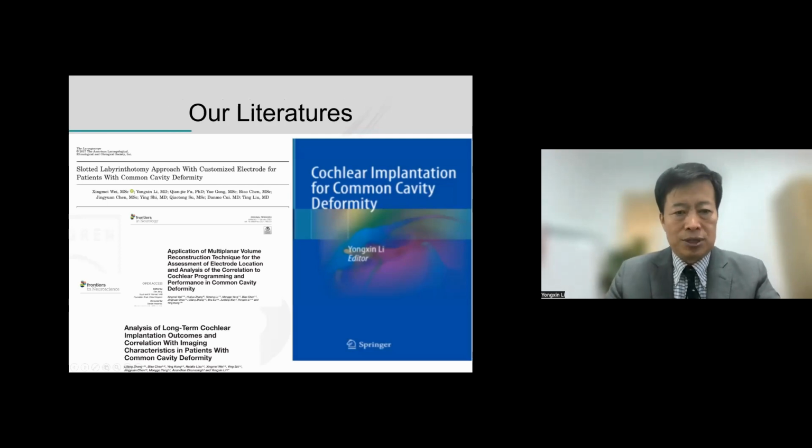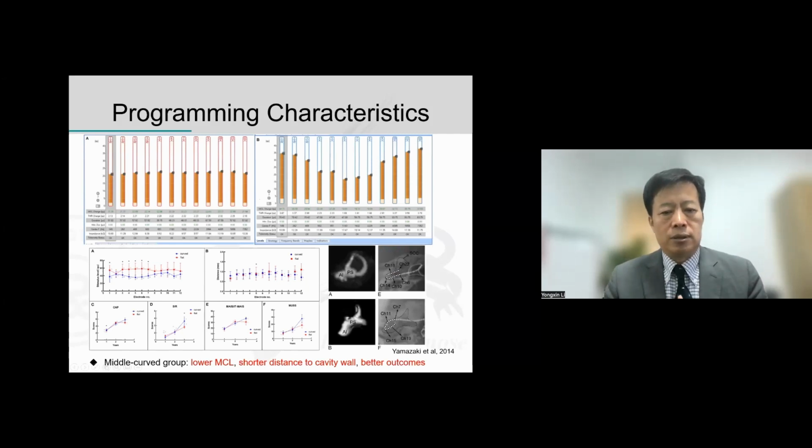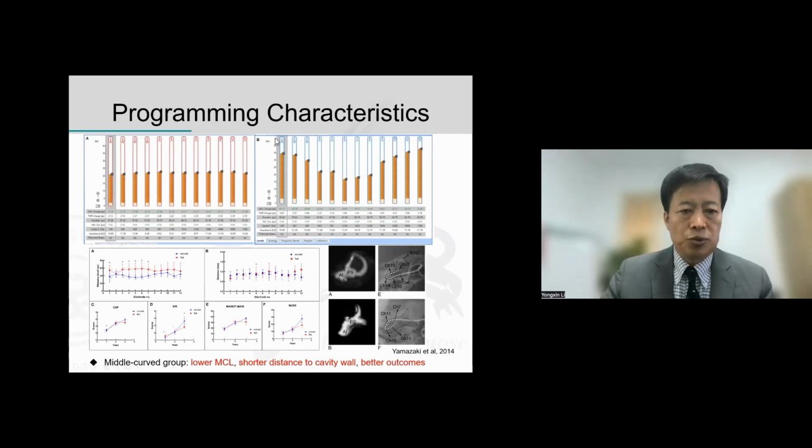In recent years, our team published 3 papers and also 1 book, Cochlear Implantation for Common Cavity. So in recent years, our team did something like this. What kind of character is for mapping? Let's see. The 2 groups are just like this. One just like this, another one like this.